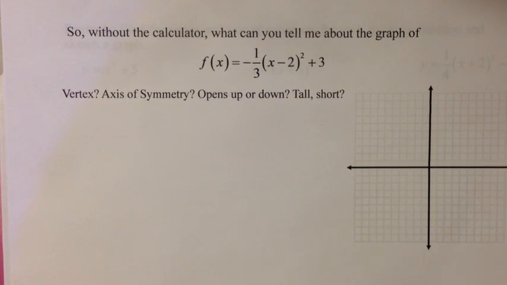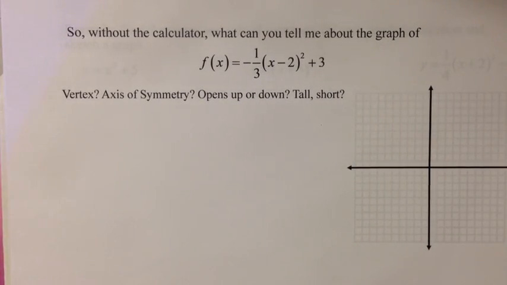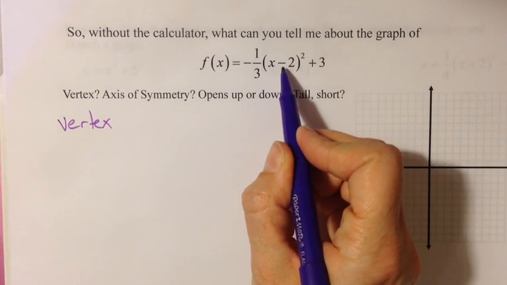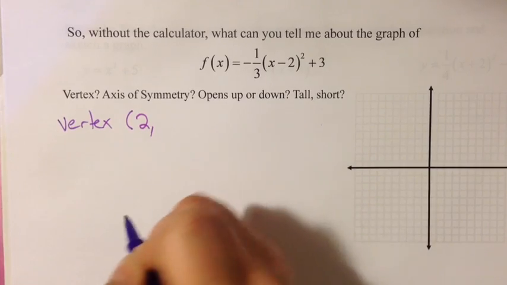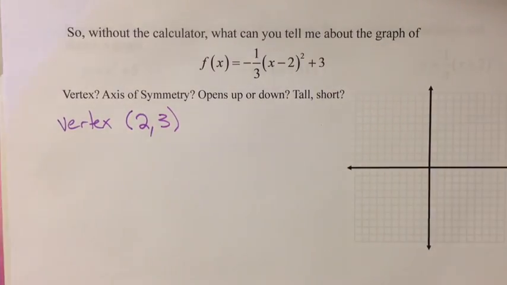Now let's look at an example that has some actual numbers in there for a, h, and k. Without our calculators, what can we figure out about the graph of this function? What's the vertex? It's a good place to start. So since I have x minus 2 inside here, the x-coordinate of the vertex is 2. And so I've got a plus 3 on the end, the y-coordinate is 3. So the vertex happens at 2, 3.